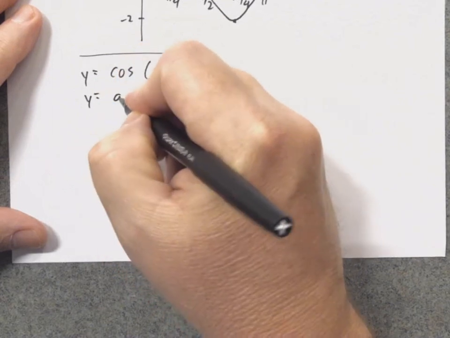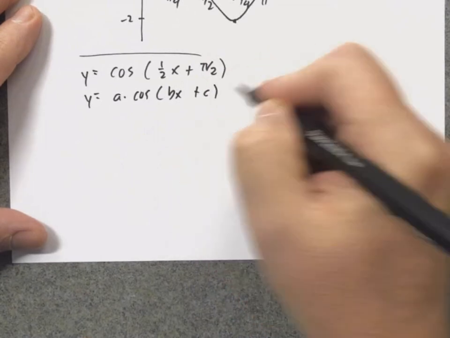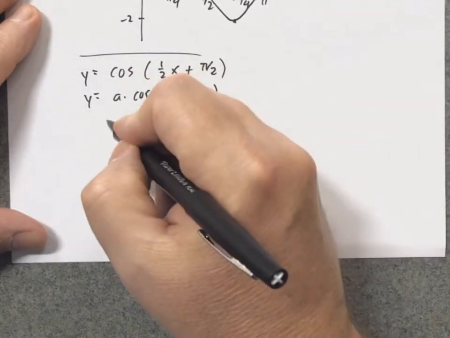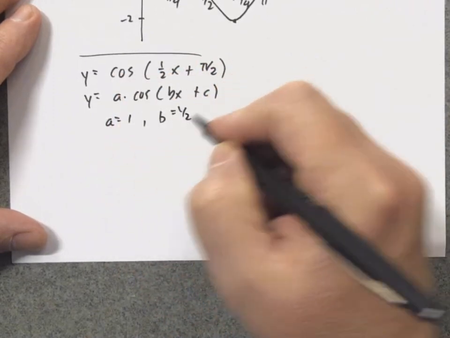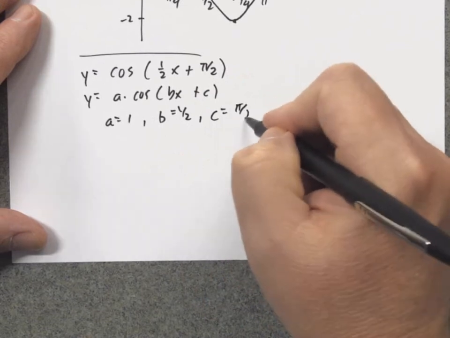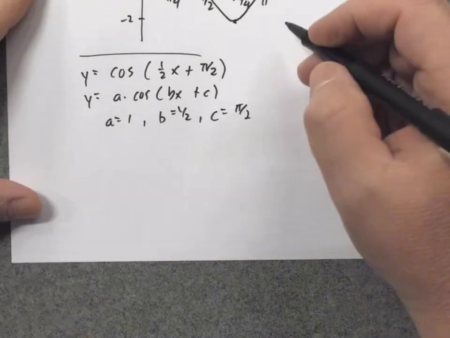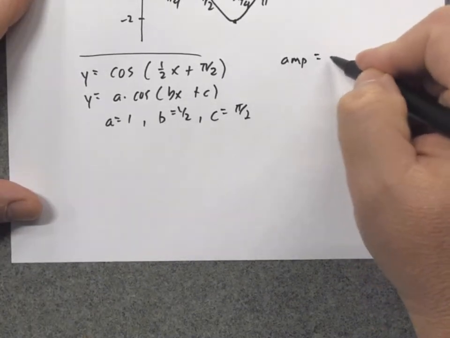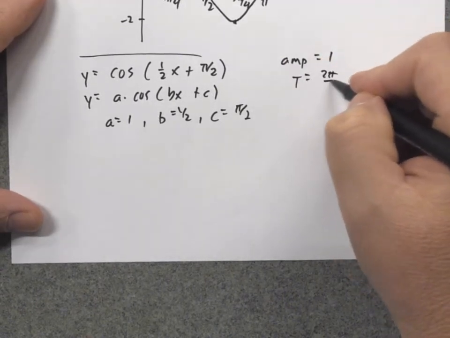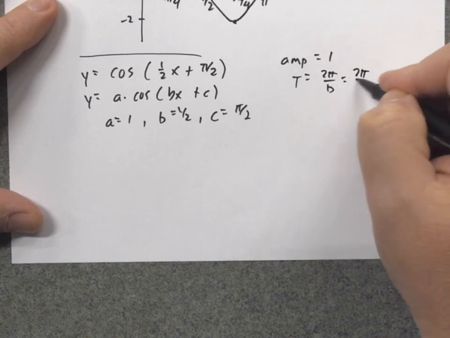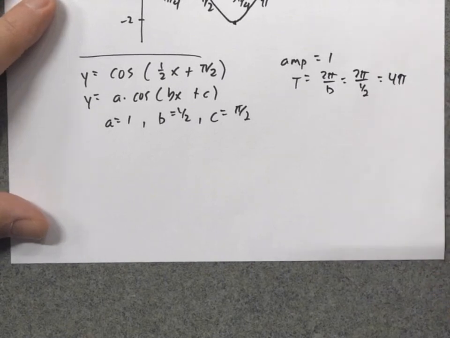So once again, the standard equation is A times cosine of bx plus c. Therefore, A in this case is 1, B is 1/2, and C is pi over 2. Now I know amplitude is A, so amplitude is going to be 1. The period is 2 pi over B, 2 pi over 1/2, and if you simplify this, it ends up being 4 pi.